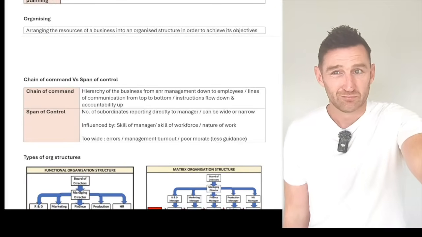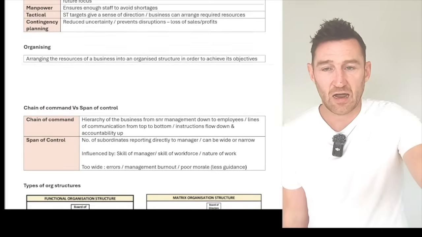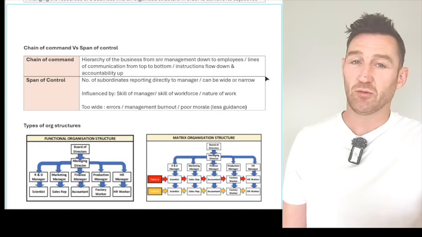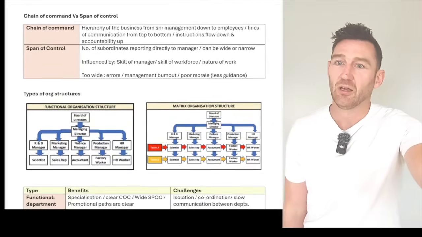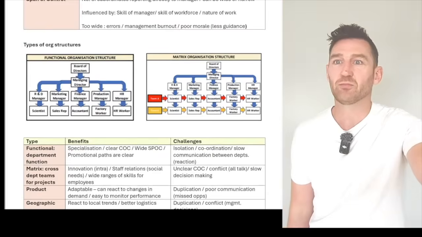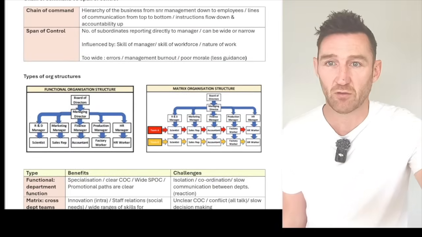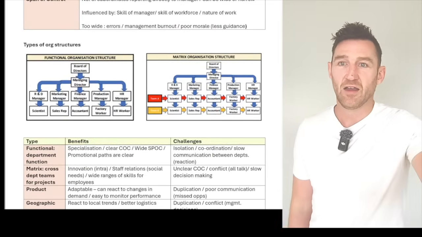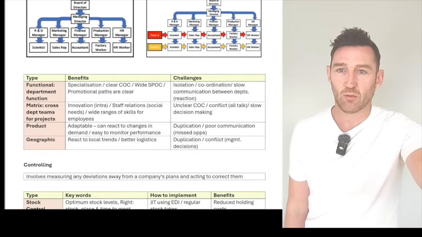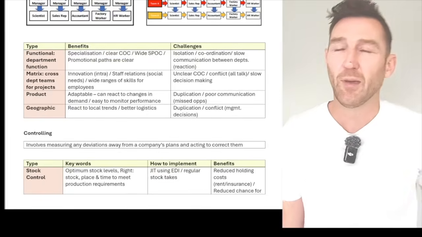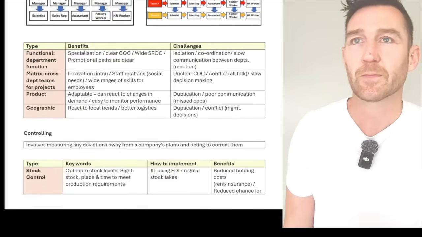Organising. We had a good bit in organising last year, and being able to distinguish between chain of command and span of control is certainly important. So I'd have 2 key sentences of keyword info for both of those. Knowing what influences span of control is important. We did have matrix come up last year.